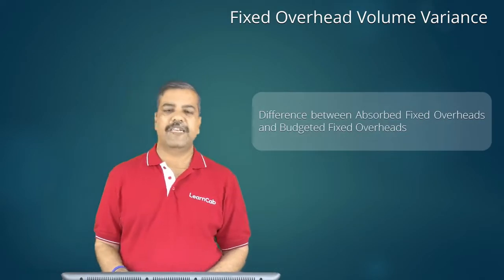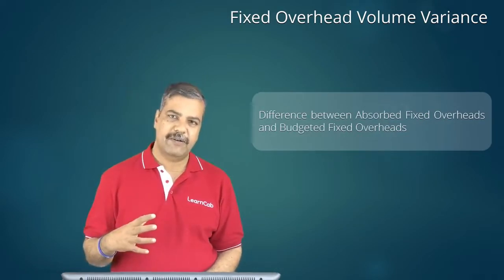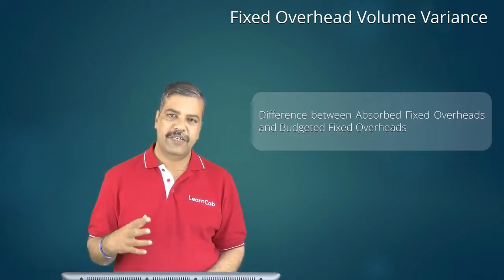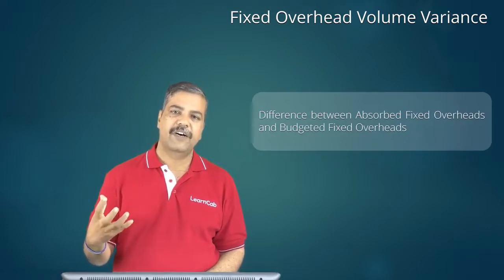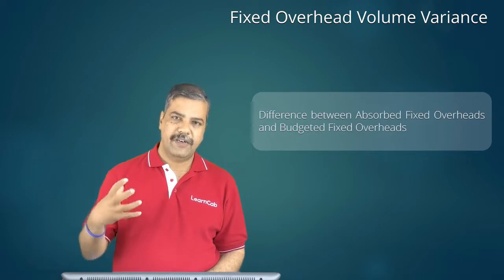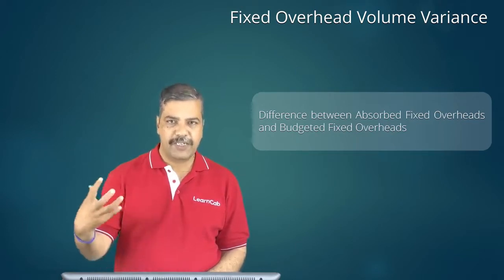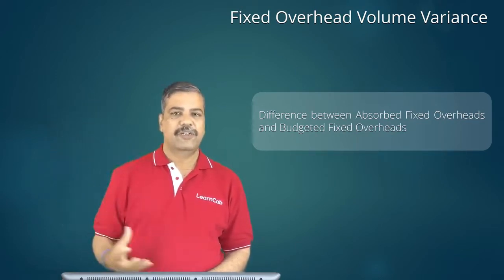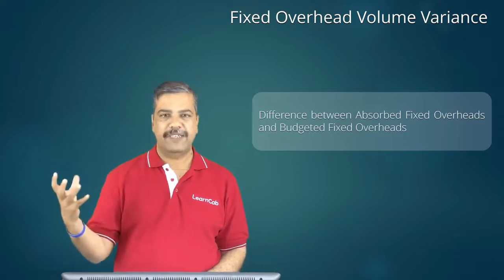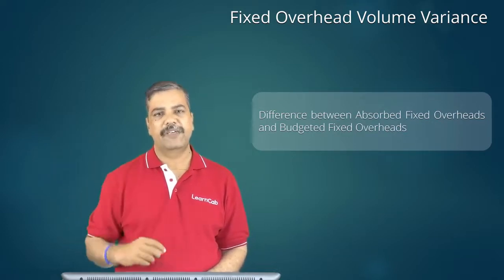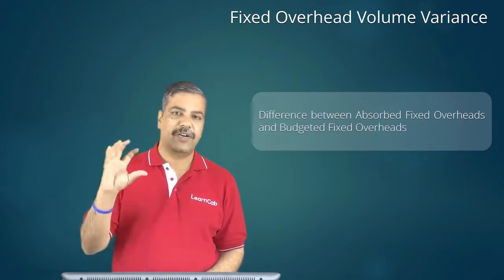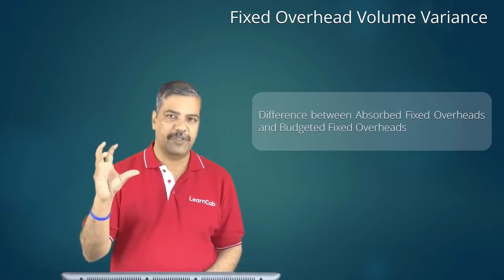Absorbed is what is actually getting absorbed in your process. So at what rate do you absorb that fixed cost, the fixed overheads, in your production process? I told you it depends upon n number of factors. So you need to fix some predetermined rates, and based on those you absorb the fixed overhead cost. So what is the amount of that absorption you have done?